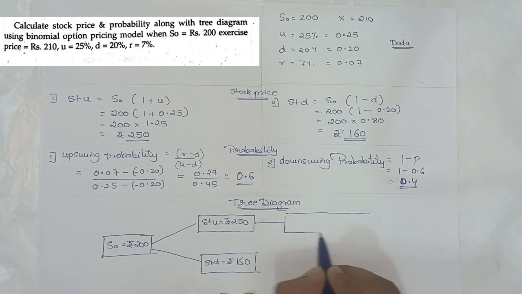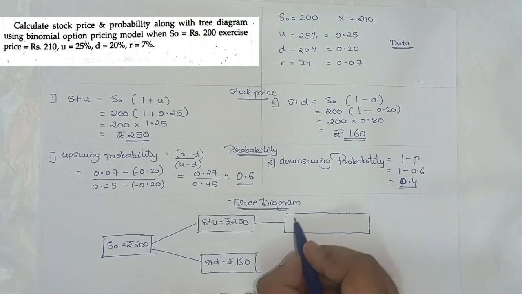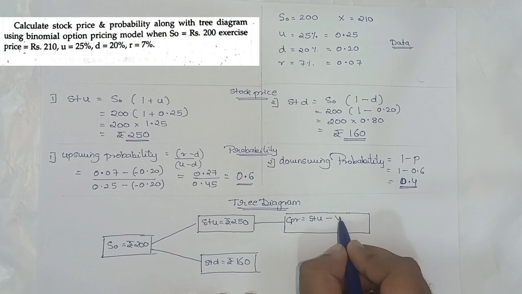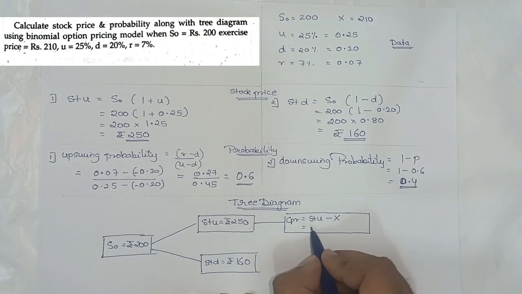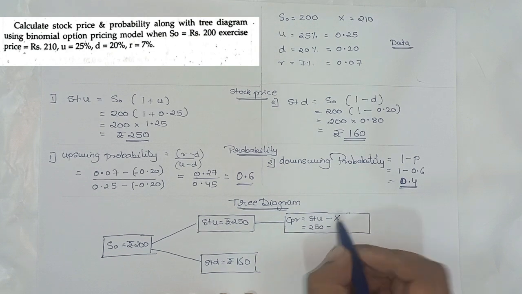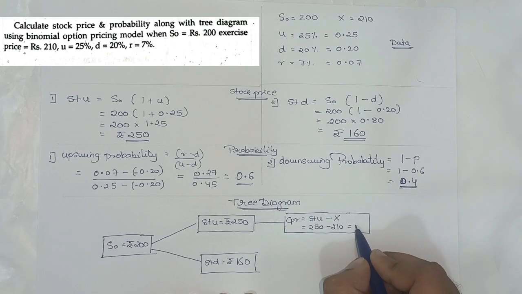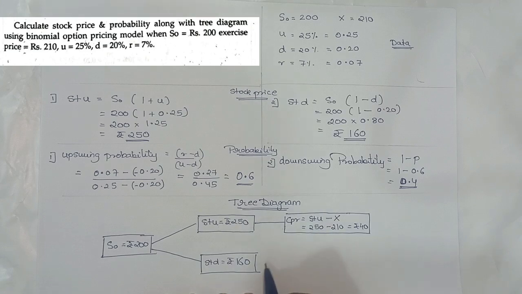Okay, so now we are going to find that. So CPR, that is call profit ka formula was, that is nothing but stock during upswing minus the expiry rate. So which was 250 minus expiry rate is 210. So which comes to positive rupees 40. So there is a profit of 40 there.